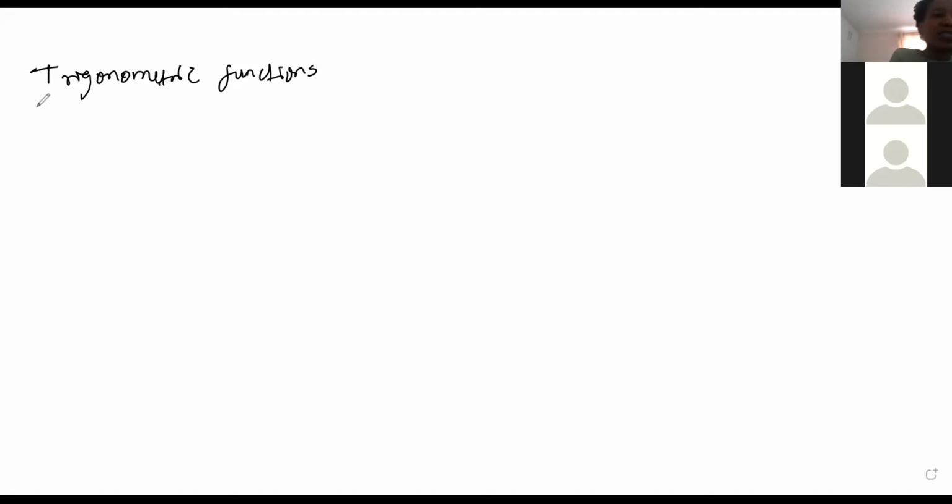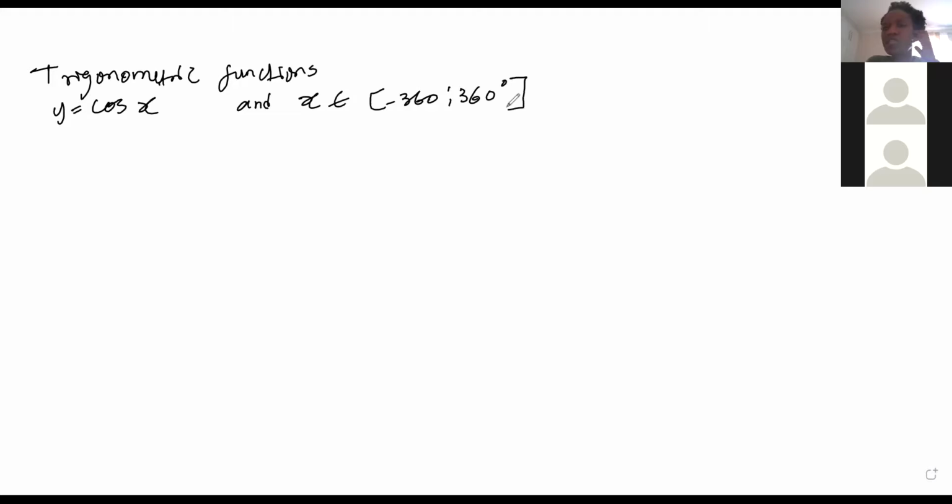Okay, so trigonometric functions, we've got y equals cos x, we've got y equals sine x, we've got y equals tan x. Normally they will give you this range where x is an element of minus 360 and 360 degrees. So we'll start with the cos function.